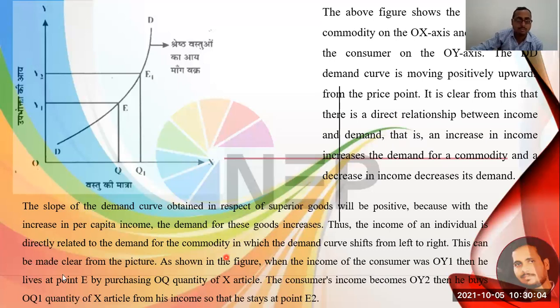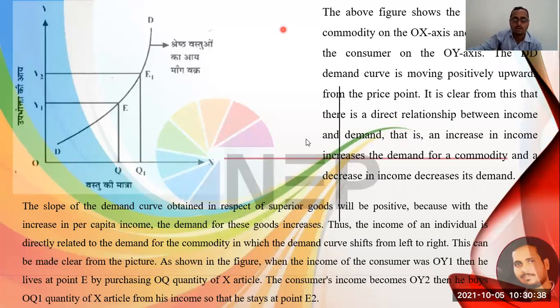Students, this can be made clear from the pictures as shown in the figures. When the income of the consumer is OY, then the demand lies at point E by purchasing the OQ quantity on the X axis. When the consumer's income becomes OY2, then he buys OQ1 quantity on the X axis, so that he stays at the point E2. This shows an increase in the demand of the commodity.